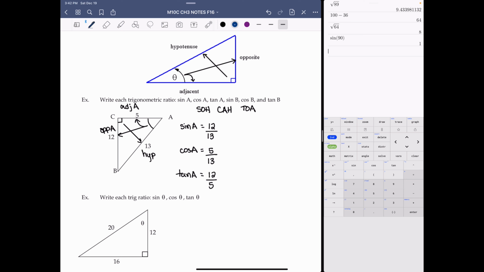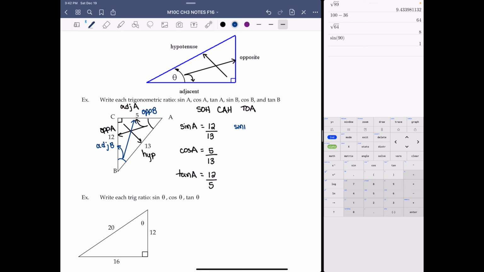Now we want to repeat that process, but we want to look from angle B. Angle B is over here. Our hypotenuse will be the same because that's based on where the right angle is. So that's still 13. Opposite from angle B is this side over here. So this is opposite B, and adjacent from angle B is the 12 side. Adjacent.